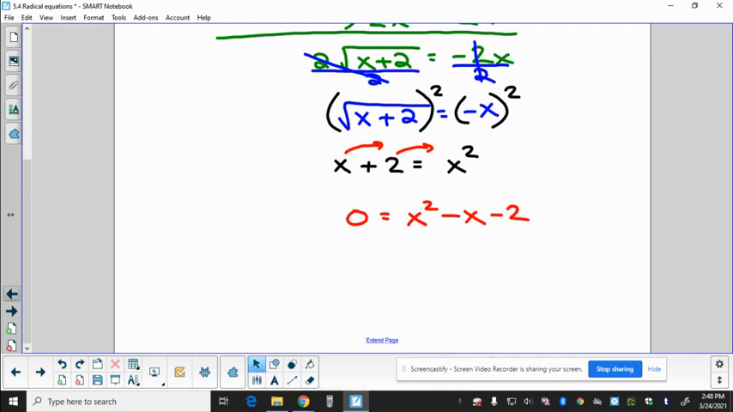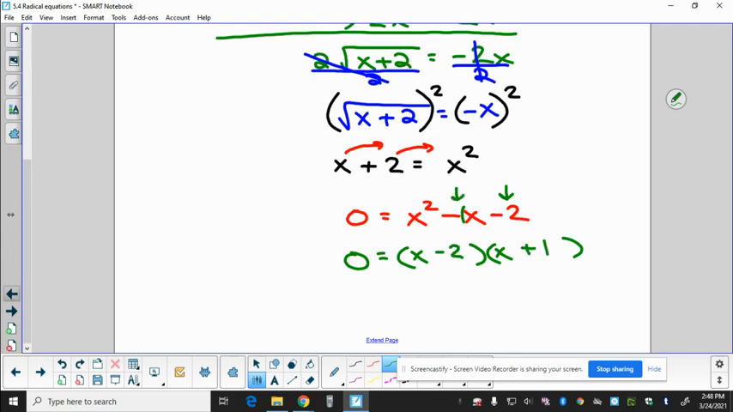So now, can we factor this? I think so. Two numbers to multiply to give you -2, add up to give you -1. There we go. Let's write our solutions, and then we need to check them.